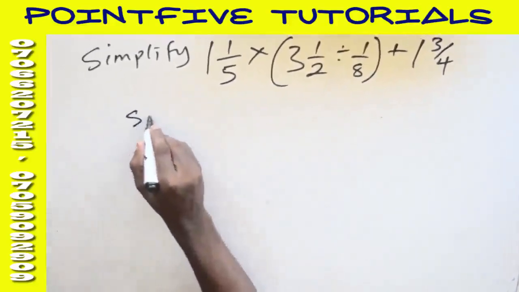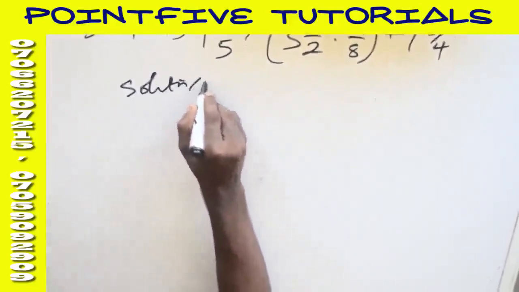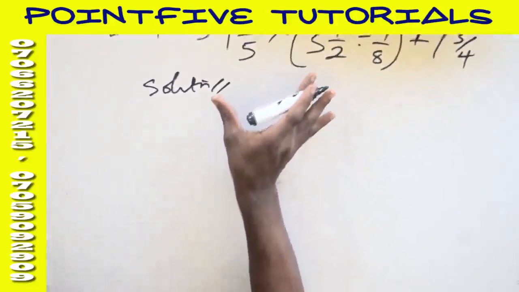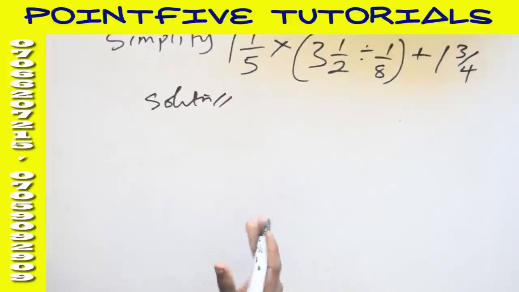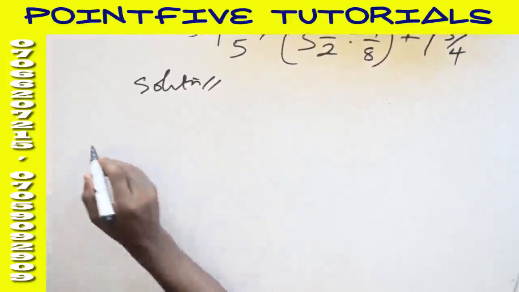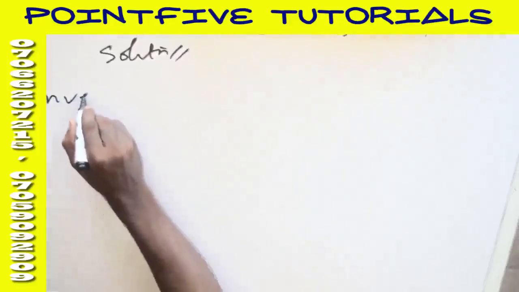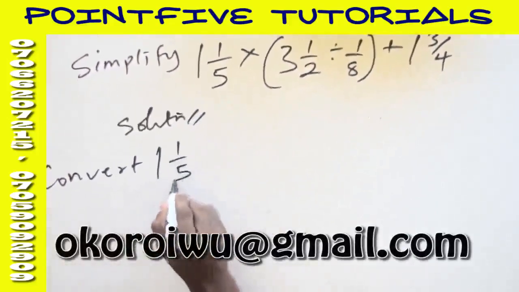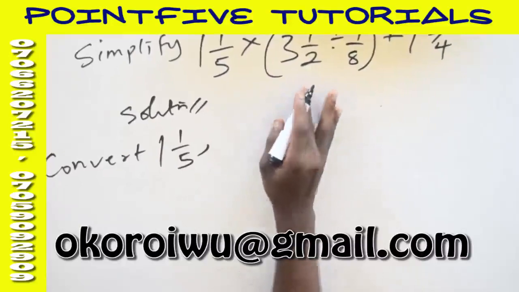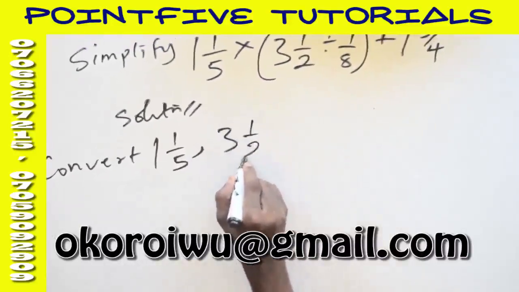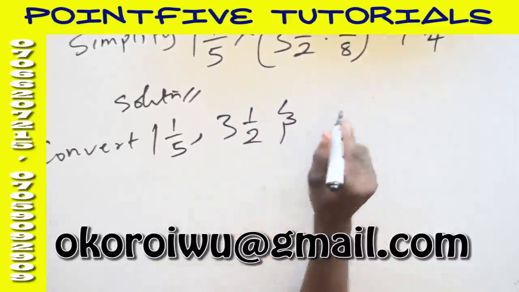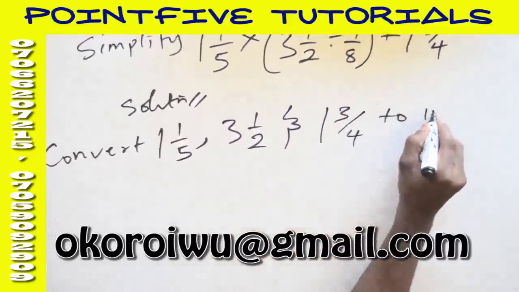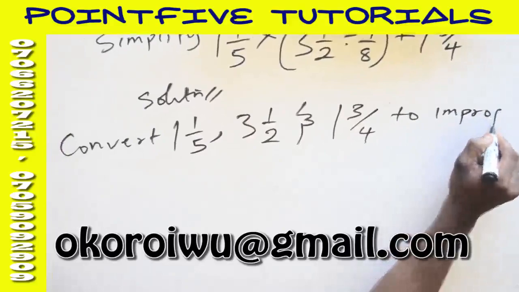you just write the solution. You just need to figure out the fractions that are mixed fractions. When you figure them out, you convert. We have 1 whole number 1 over 5, we also have 3 whole number 1 over 2, and we have 1 whole number 3 over 4. You convert all to improper fractions.